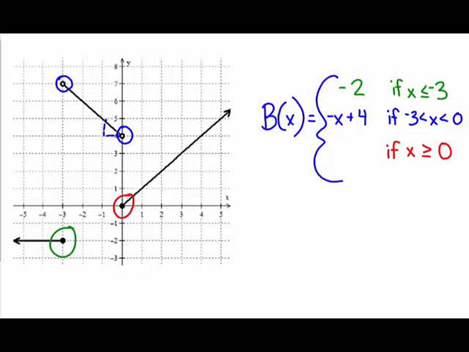Then for my last piece, my slope is up 1 over 1, so it'll be a positive x. My y-intercept is at 0, so I could just leave it as x. It would be +0 if you want to put it, or I could just leave it as x. And that's how you would write your function given a graph.